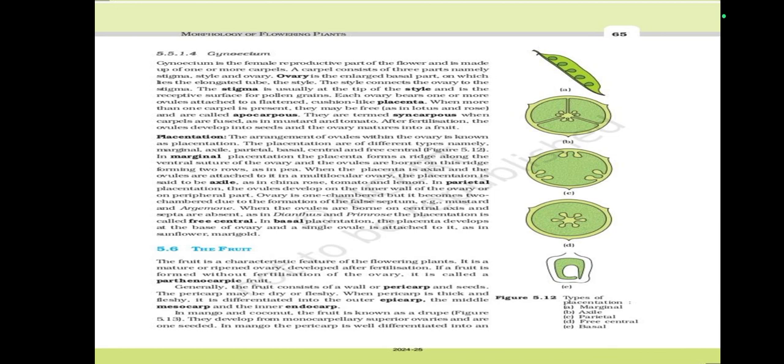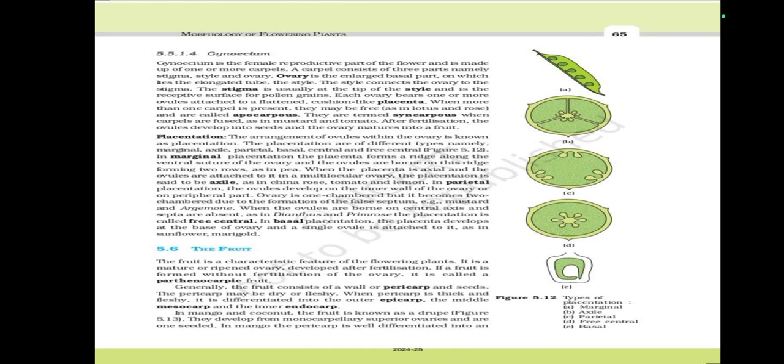Gynoecium is the female reproductive part of a flower and is made up of one or more carpels. The carpel consists of three parts, namely stigma, style, and ovary. Ovary is the enlarged basal part on which lies the elongated tube, the style. The style connects the ovary to the stigma. The stigma is usually at the tip of the style and is the receptive surface for pollen grains.